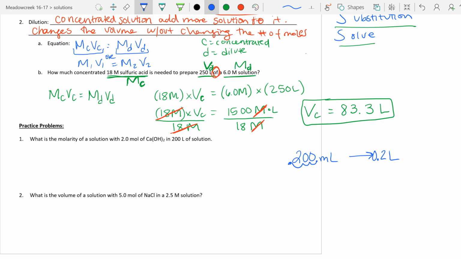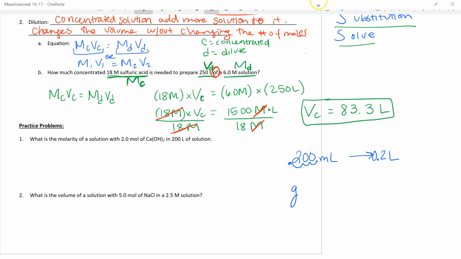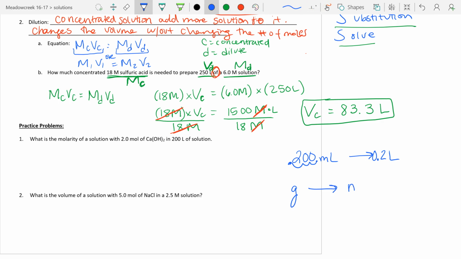Another thing is if they give you grams instead of moles, you'll need to convert from grams to moles using the way we've always done. Let's say they give you 45 grams of NaCl, but we need moles. We would take our 45 grams NaCl, we would set it equal to X number of moles. We would bring our grams down to the bottom. And remember, anytime we see grams, that means we look at our periodic table and we calculate our molar mass.